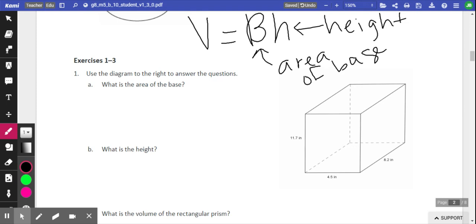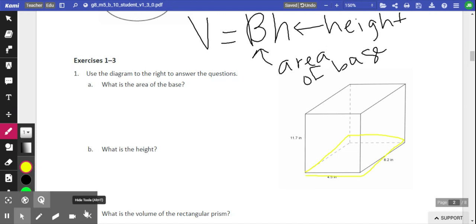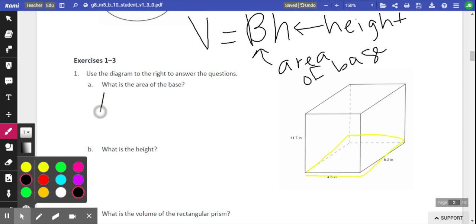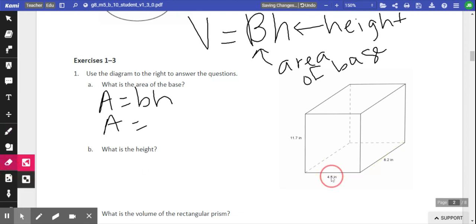So when we're looking at exercise 1, first of all, this is a prism. This is a rectangular prism. If you look at this, the base here is this right here. That's what the shape is sitting on. And that shape is a rectangle. So to find the area of a rectangle, you have to do base times height. Well, the base of this one, you can pick either 8.2 or 4.5.